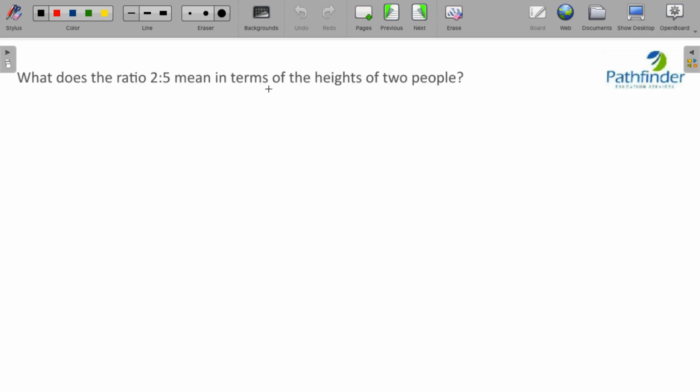What does 2:5 mean in terms of heights of two people? It means that the height of the first person, let us call him A, is a multiple of 2, and the height of the second person, let us call him B, is some multiple of 5.